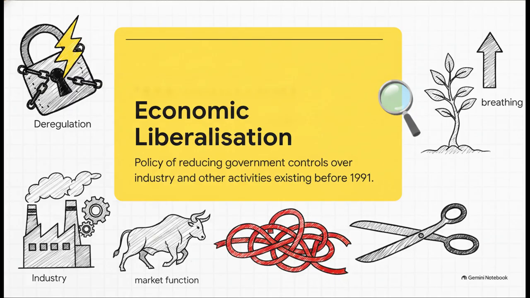So economic liberalization was the ultimate solution to that closed, stifled economy. It was about taking a giant pair of scissors to all that red tape. At its core, it was the deliberate policy of doing away with or significantly reducing the heavy-handed government controls over industry that existed before 1991. It was simply about letting the market breathe.